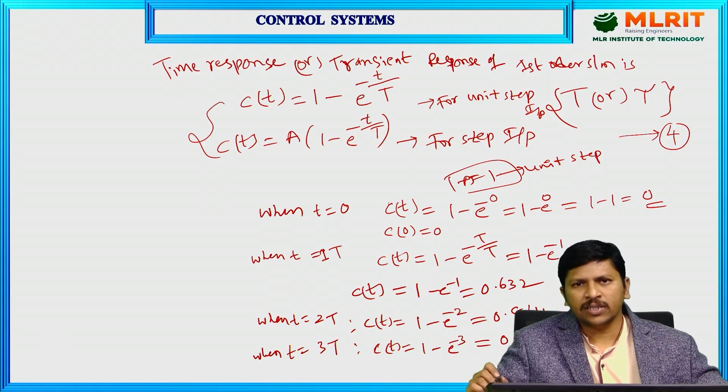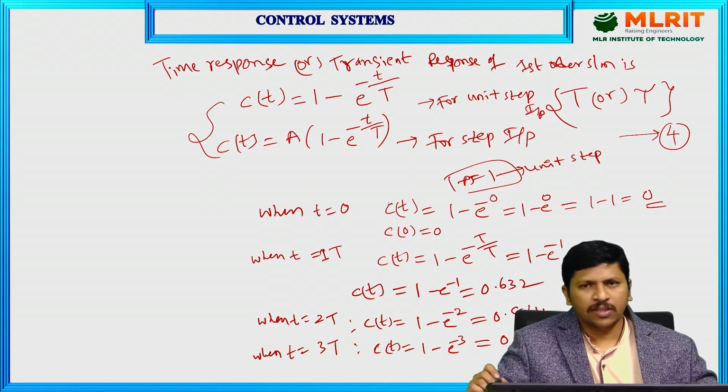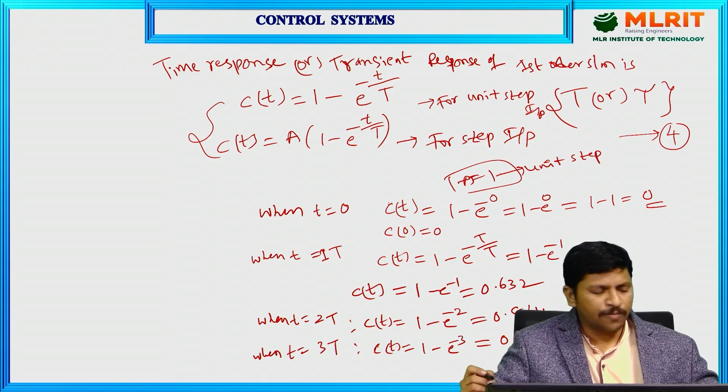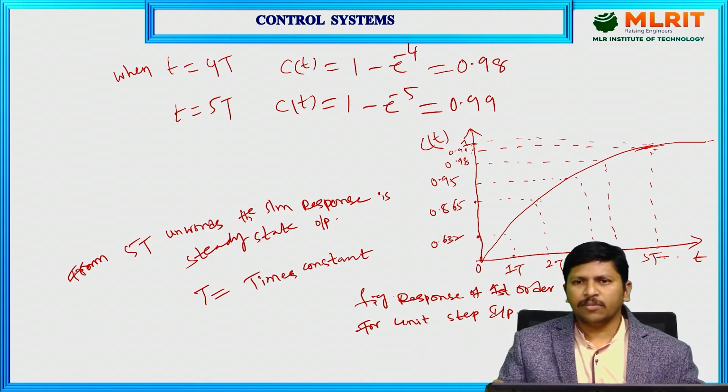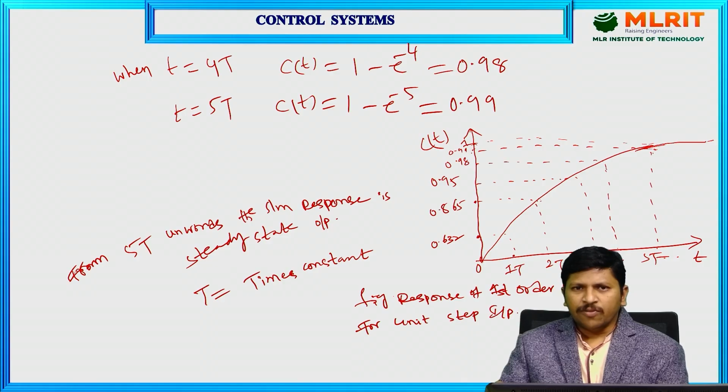We got this equation. For the design of the graph for the unit step input, consider t equals 0 and 1T, 2T, 3T, 4T and so on. From 5T onwards we are going to get the steady state output. This is about the transient or time response of the first order system for unit step input.